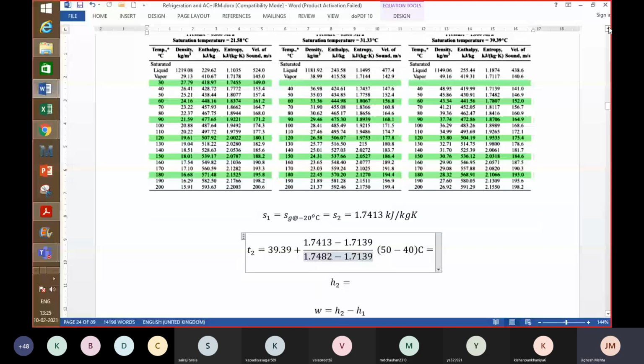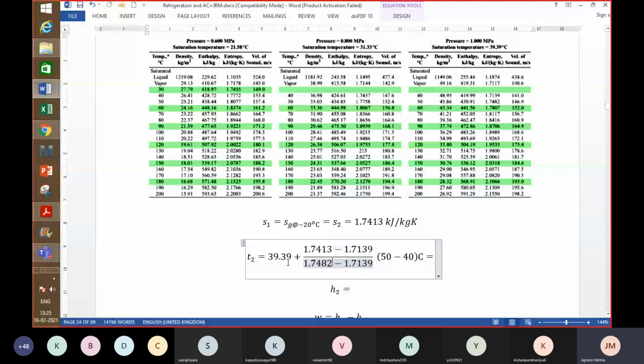So temperature T2 is 40 plus, since it's between 40 and 50. Now what is the entropy difference between your state 2, that is 1.7413, and the entropy value at 40 degrees Celsius, which is 1.7139? That is the difference that you have in entropy.